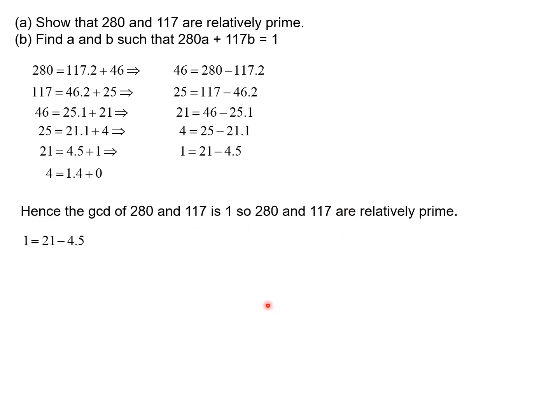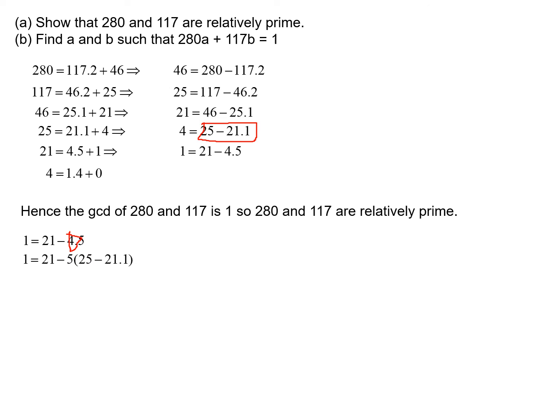For part B, we simply need to work towards getting multiples of 280 and 117. As usual, based on the previous example, we start off with the lowest line, 1 equals 21 minus 4 multiplied by 5. So we need to substitute the equivalent of 4 into the earlier line. We substitute 4 equals 25 minus 21 times 1 over here.